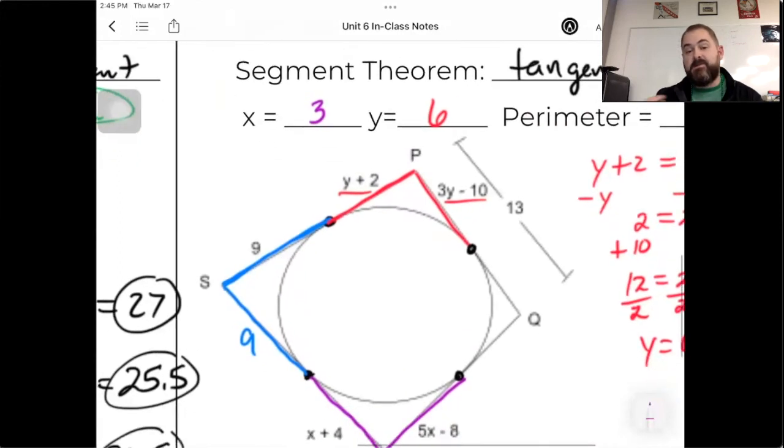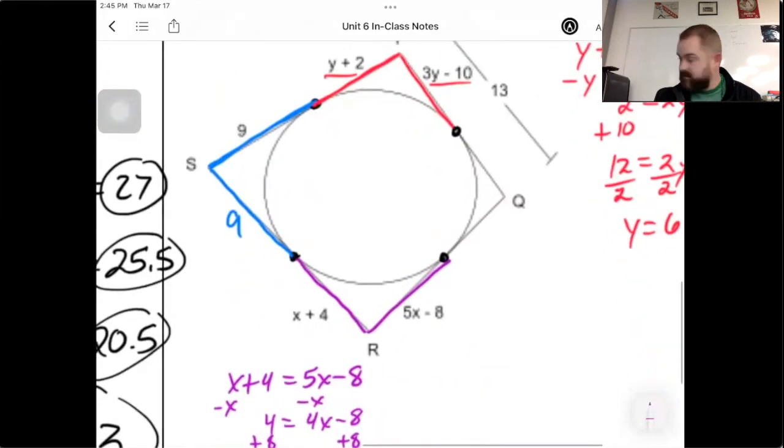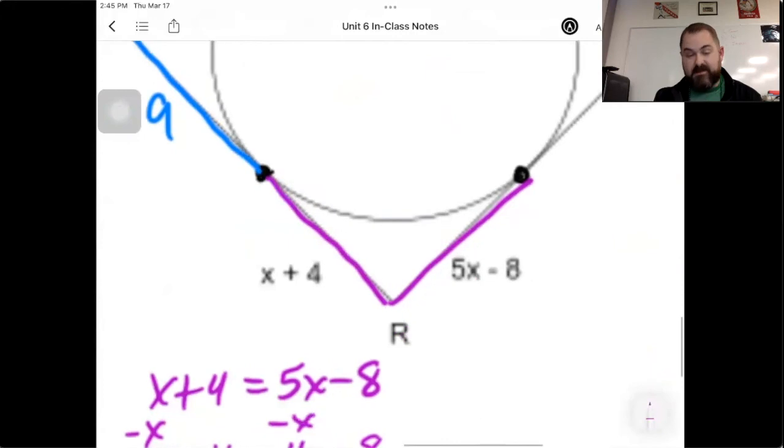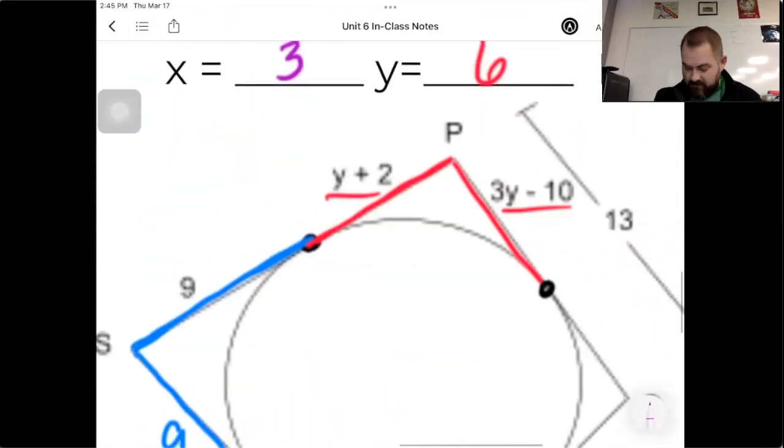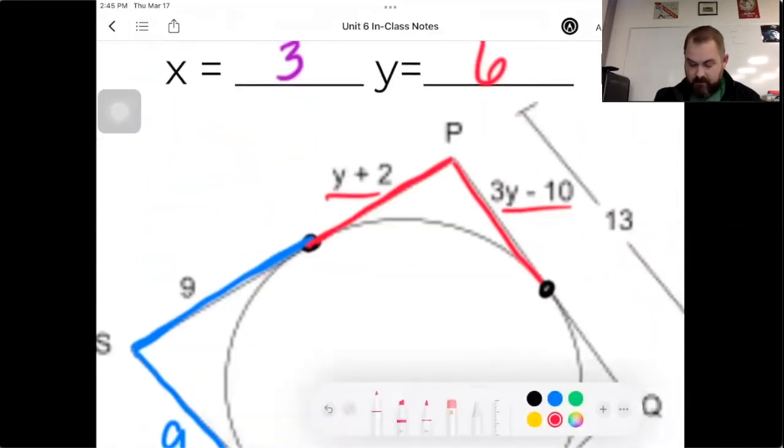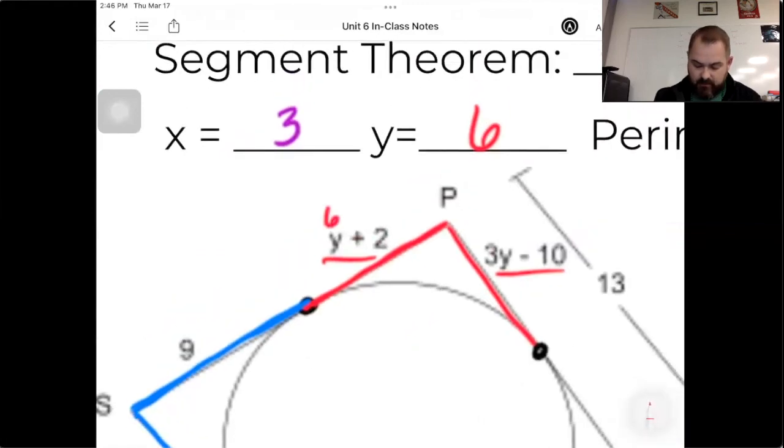Now, what I need to do with each of those numbers, back here with the x's, since x is 3, I can plug it in here. 3 plus 4 then is the length 7. So that side's 7 and this side would be 7. So I've got 2 7s there. Up here for the y values, y was 6. So I can plug in the 6 for the y there. 6 plus 2 is 8. So this is 8 and this is 8.